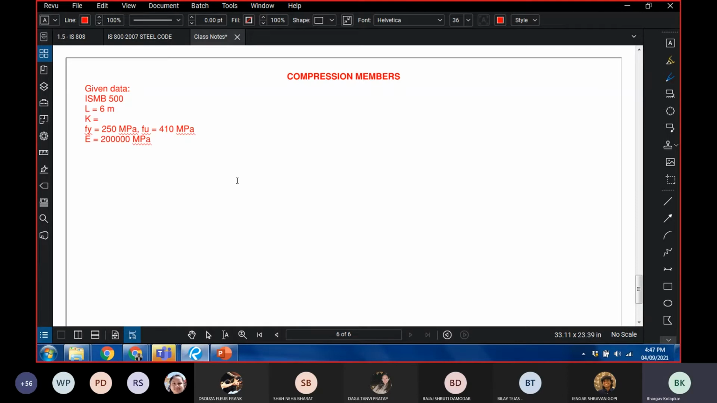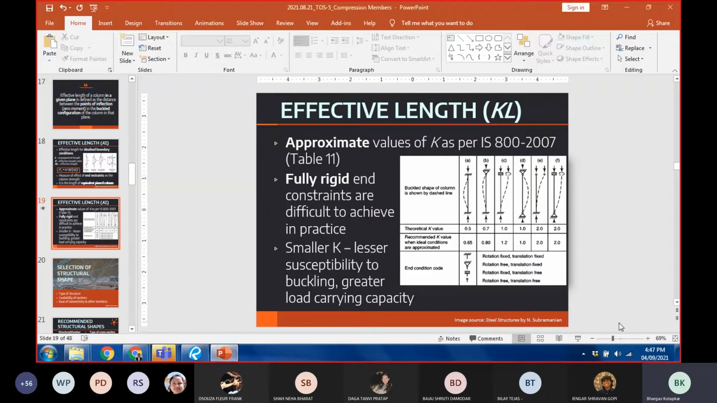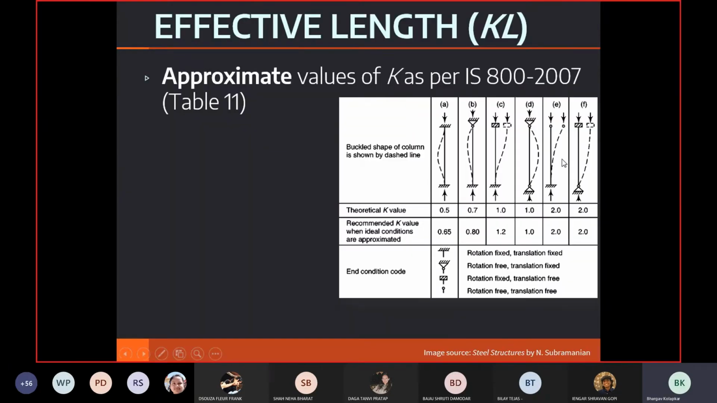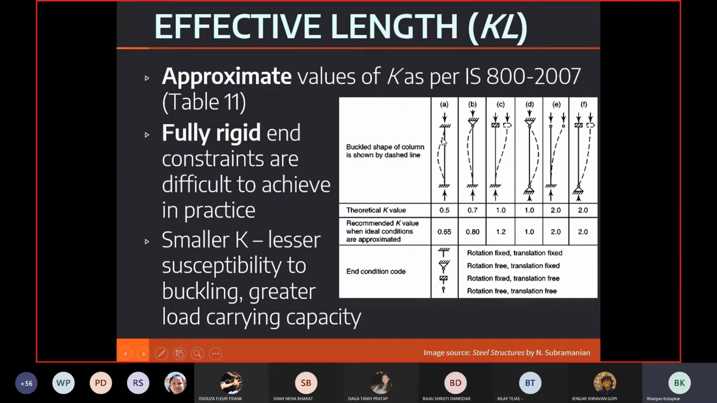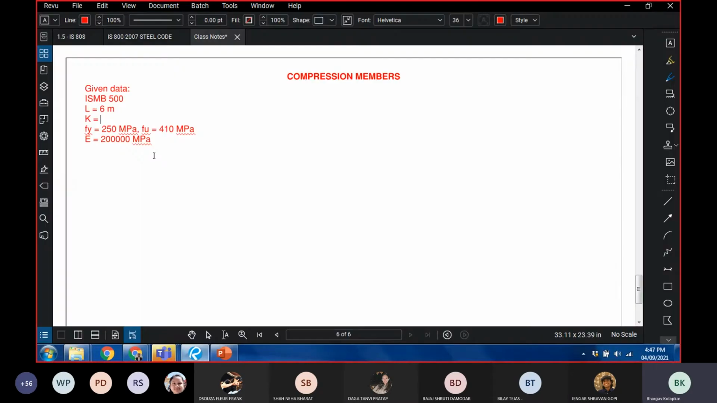So the bottom is fixed and the top is pinned. If we go back to this chart, bottom is fixed and the top is pinned. The theoretical value is 0.7, but the code recommended value is 0.8. Therefore, we'll use the value of K as 0.8. So this is the given data, and we have to find out how much load this particular column can take.